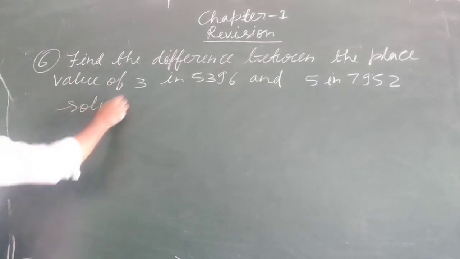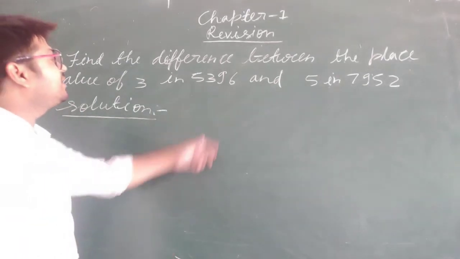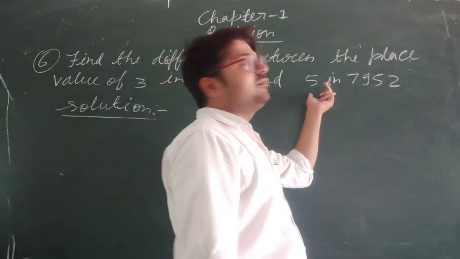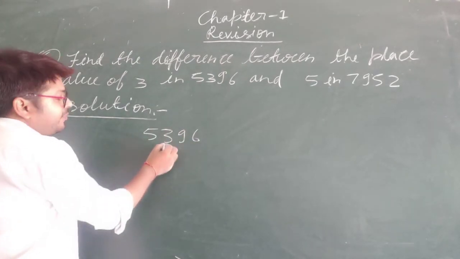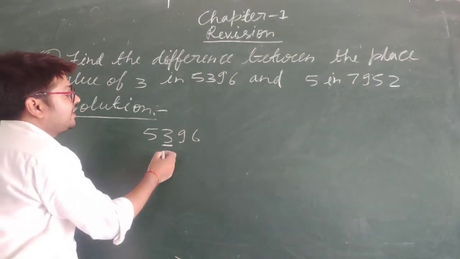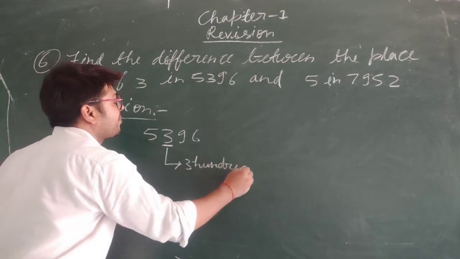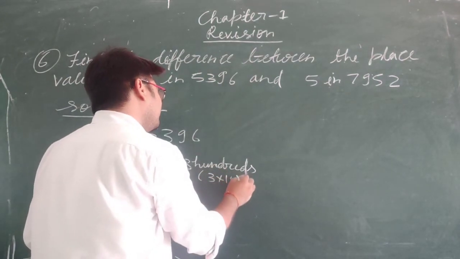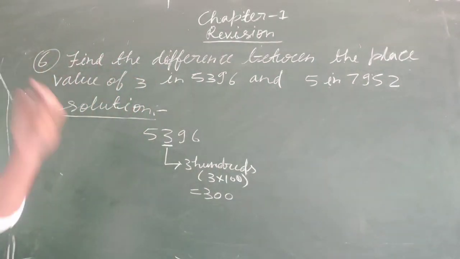So now I am going to solve this. So here you write firstly solution. So beta, in this number you have to find the place value of 3, and in this number you have to find the place value of 5. So in 5,396 you have to tell the place value of 3. So 3 is at which place? Ones, tens, hundreds. So 3 is at hundreds place. So 3 hundreds will be there. Now 3 will be multiplied by 100. So what is the place value? 300.